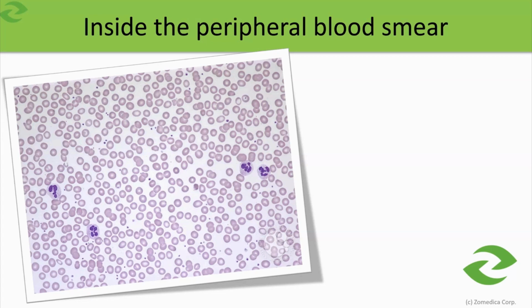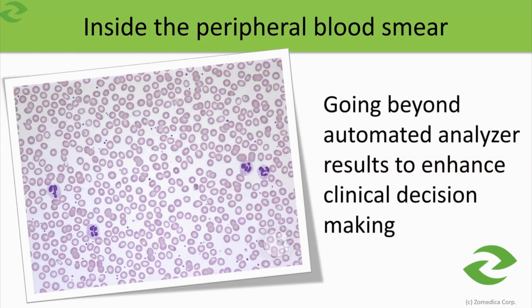Welcome, everyone. So, got a lot to get through here today, the day before Thanksgiving. So, we're gonna jump right into this. We're talking about the evaluation of a peripheral blood smear, and we're specifically gonna delve into what a blood smear can tell us above and beyond the automated hematology analyzer results. And ideally, this is to enhance clinical decision making.